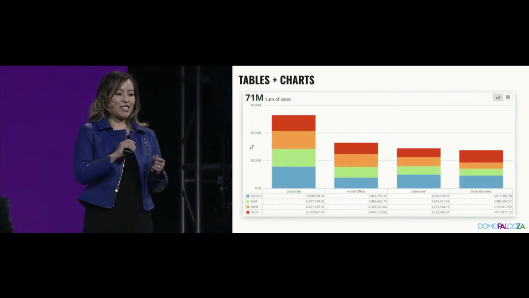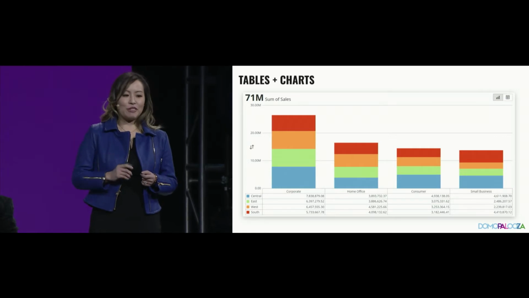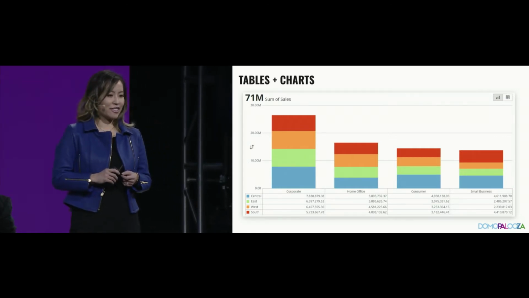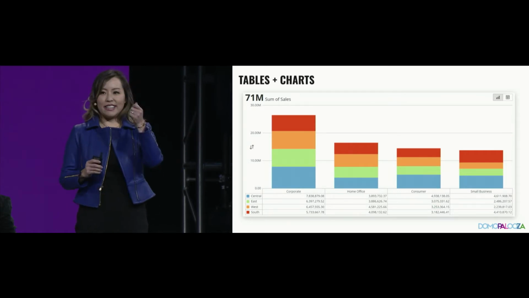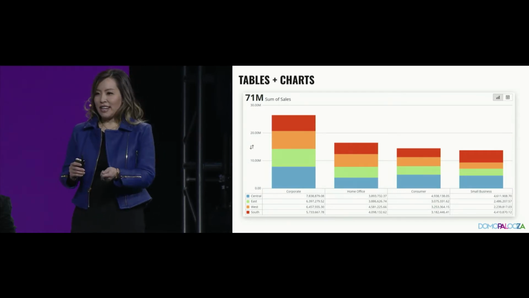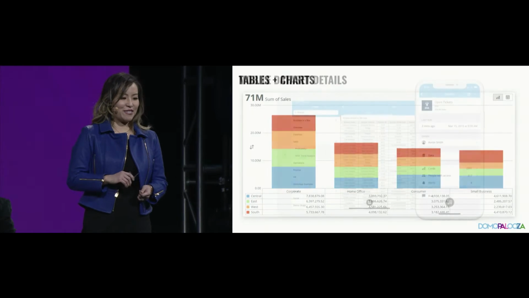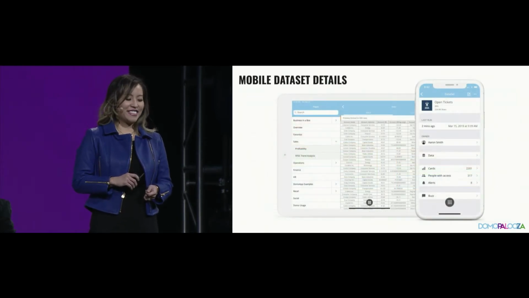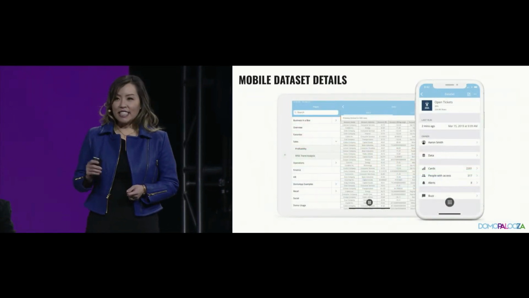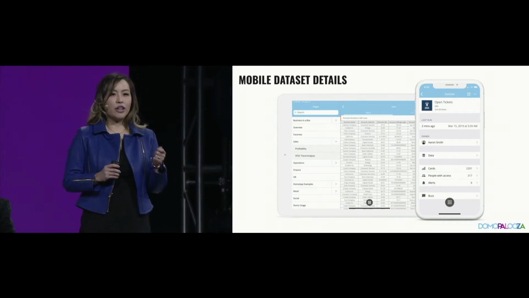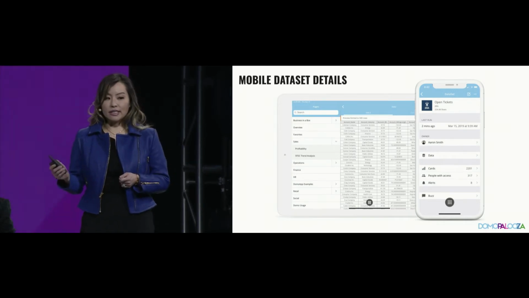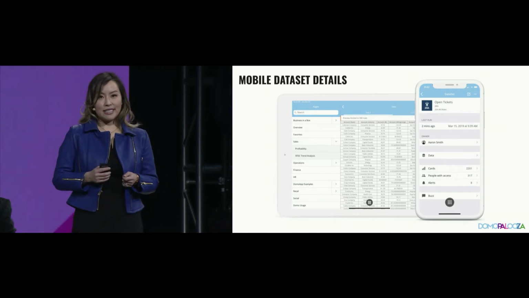Tables and charts. So now you can add a data table under your most popular Domo charts with interactive hover between the two. So you'll hover on the table, it'll highlight the chart. Hover on the chart, it'll highlight the table directly underneath. Dataset details on mobile, so you can see the underlying data powering the card, who has access, what else it's used for, and when it was last updated.